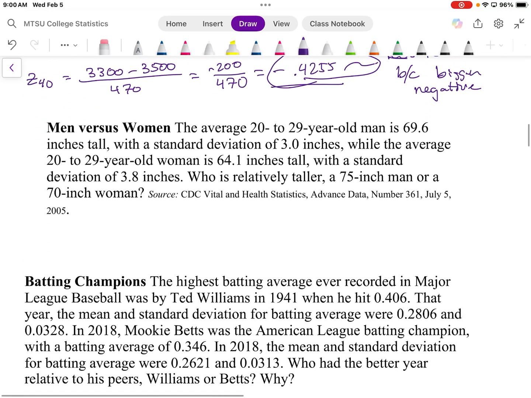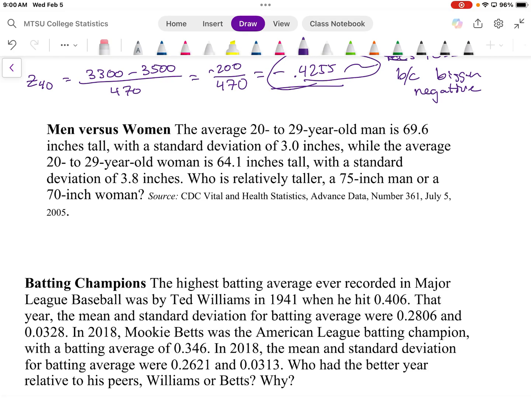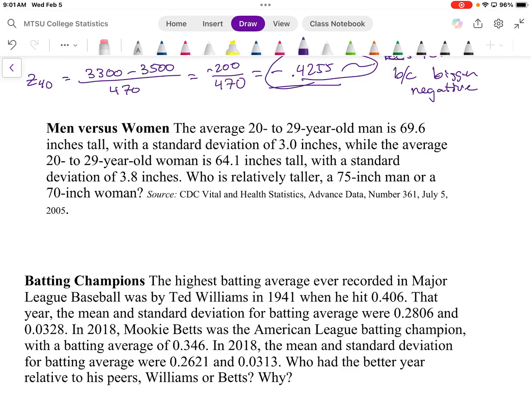All right, men versus women. You can work ahead of me as you're going through. I'm hoping you're getting a hang of what we're doing here. The average 20 to 29-year-old male is 69.6 inches tall, with a standard deviation of 3 inches, while the average 20 to 29 woman is 64 inches tall. So again, if you're not sure, 69 inches is how much? 5 foot what? Yeah, that's 5 feet 9. Average is 5 foot 9 for a man. So female, they're saying on average is 5 foot 4.